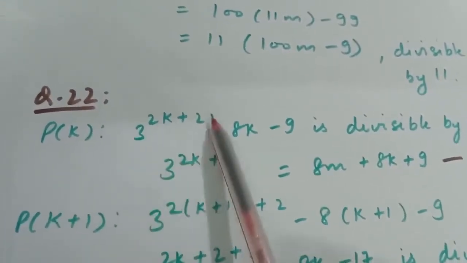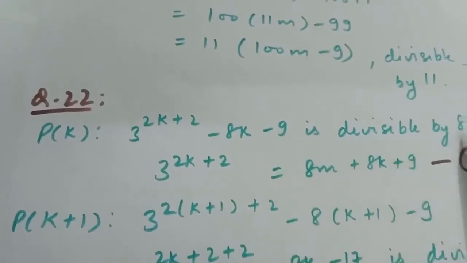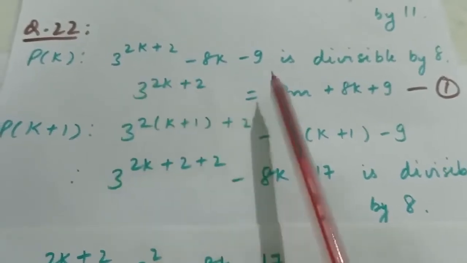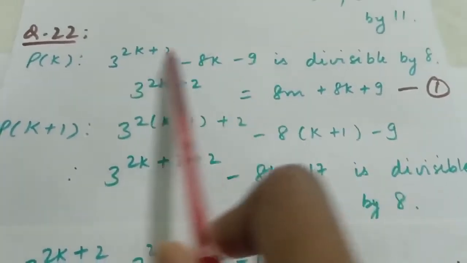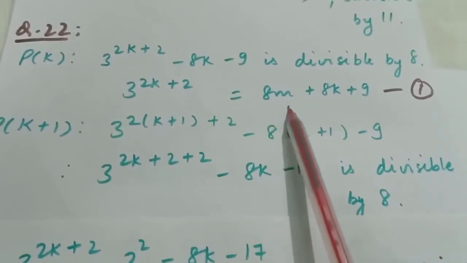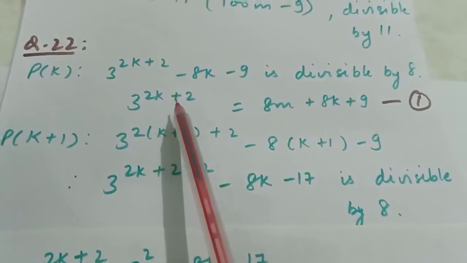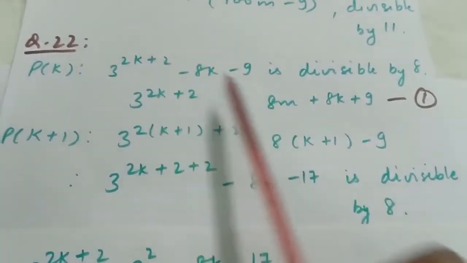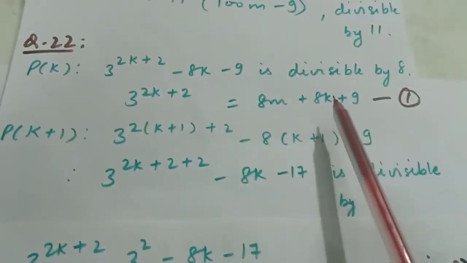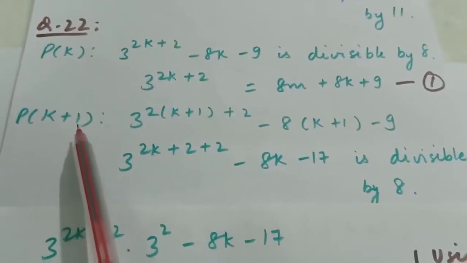All the statements. Now next question is question number 22, in which we have assumed pk that 3 raised to the power 2k plus 2 minus 8k minus 9 is divisible by 8. So if this term is divisible by 8, it means that this term is equal to 8m, where m belongs to some natural number, right? Now this term is equal to 8m, but I have taken these two terms to this side, and let this be 1. We have to prove for k plus 1.